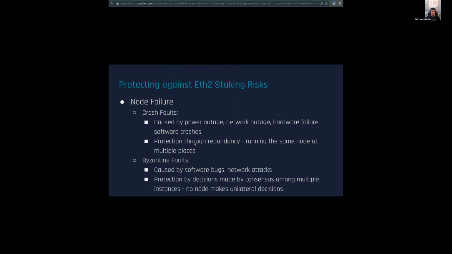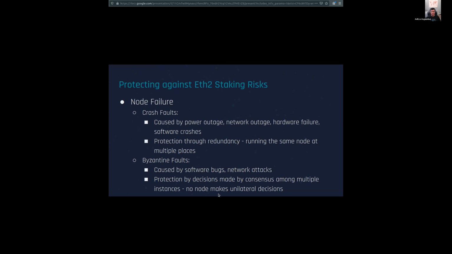The other kind of fault is Byzantine faults, where your node isn't exactly going offline, but it is producing unexpected behavior, which can cause slashable events. This can be caused by software bugs in the Ethereum client. It can be caused by network attacks, where an attacker has taken control of the network around your node, and the attacker is sending messages in such a way that you are influenced to produce bad messages.